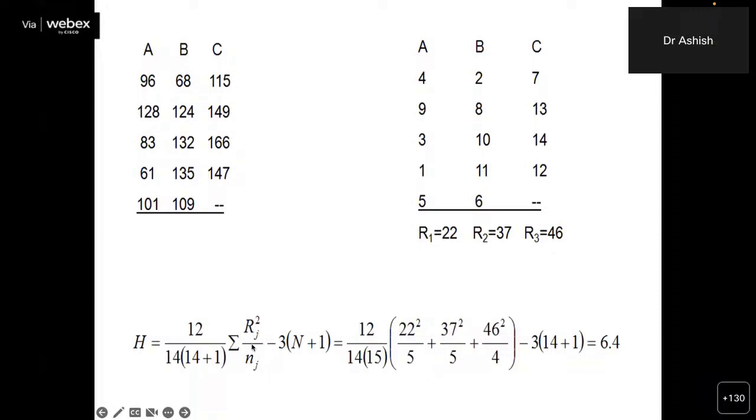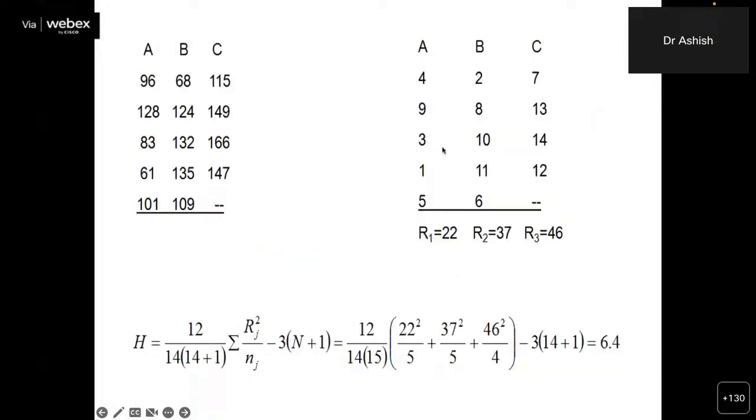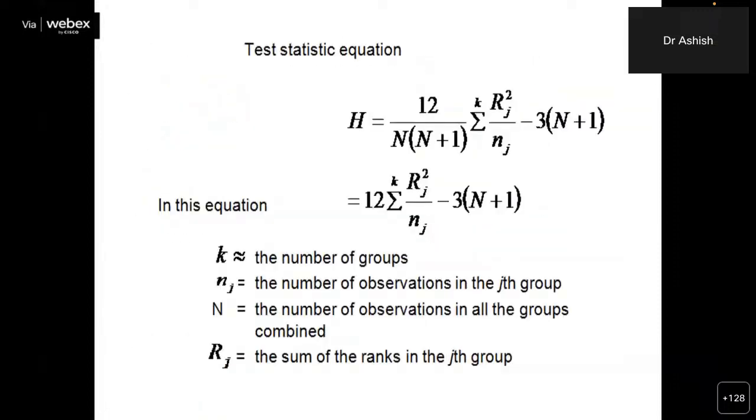Now using this formula, 12 divided by N into N plus 1. The number of observations here is 14: 5, 5, and 4, that is 14. So we have 12 divided by 14 into 14 plus 1, times the summation of Rj square by nj, minus 3 into N plus 1. Rj, j varies from 1 to 3 here. So for the first sample, it is 22 square by 5. For the second sample, it is 37 square divided by 5, plus 46 square divided by 4, minus 3 into N plus 1, that is 15. We are getting the H value as 6.4. Now we would be comparing it with the H table, the Kruskal-Wallis H table.